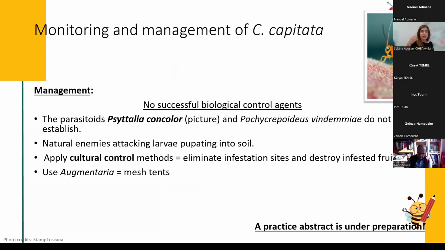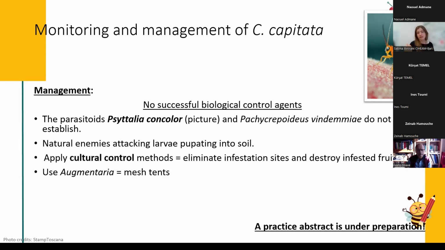Unfortunately, biocontrol agents are not very effective against Ceratitis. Even if many parasitoids have been tested, usually they do not establish and they don't reach the larvae, which are really deep inside the fruits, especially in big fruits. However, what you can do is promote the natural enemies resident inside your orchard, because there are many predators that attack the larvae that are pupating in the soil, but also the pupae.